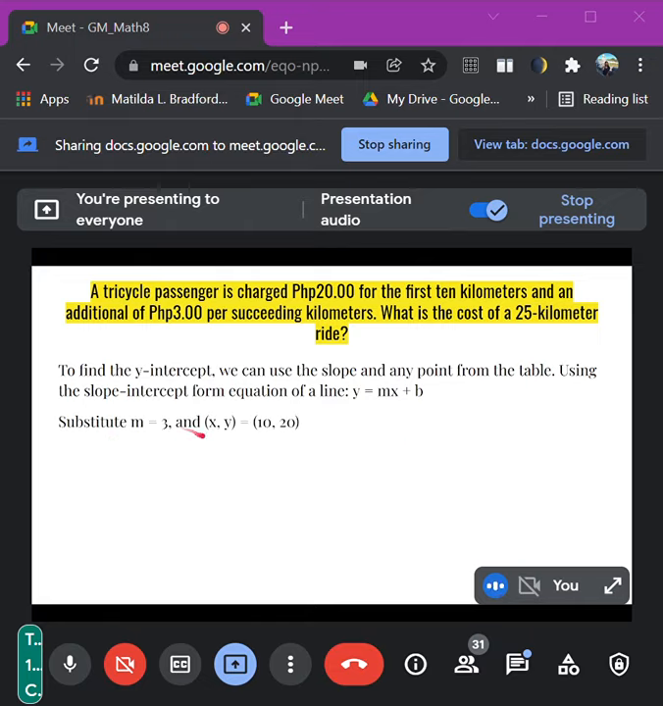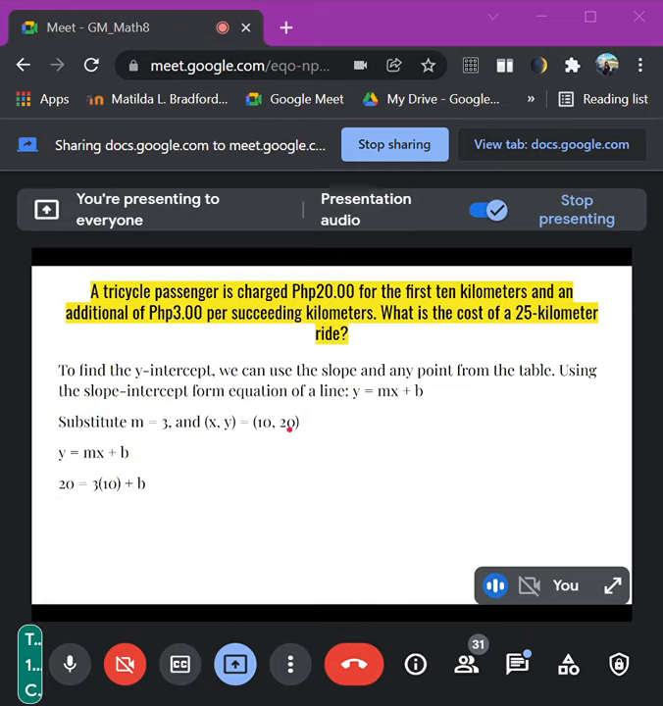So I already got the slope. You have there your m and then your x and y, which are 10 and 20. So I can just substitute it. You can have 20 is equals to 3 times 10 and then plus b. The same as before, I got the slope, and then I substituted it in the slope-intercept form. Then I took the x and y from the problem, which is x as 10 kilometers and y as 20, which is what he will be charged for 10 kilometers.